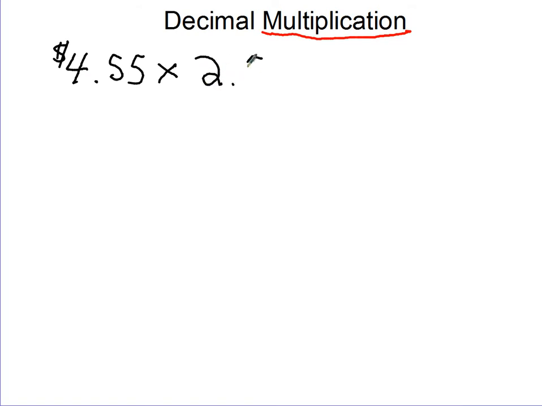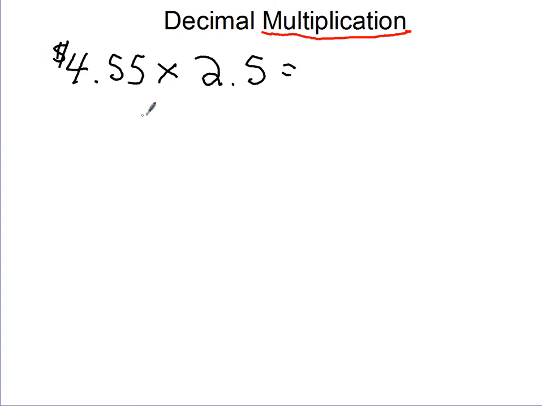Alright, time for some decimal multiplication. A lot of people struggle with this, but in all honesty, if you can multiply at all, you can do decimal multiplication. So let's start with a money example like the last two. Let's say I have $4.55, and I'm going to multiply that by 2.5. I want 2.5 times that much money.